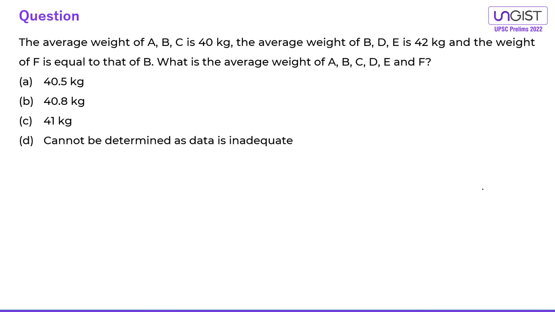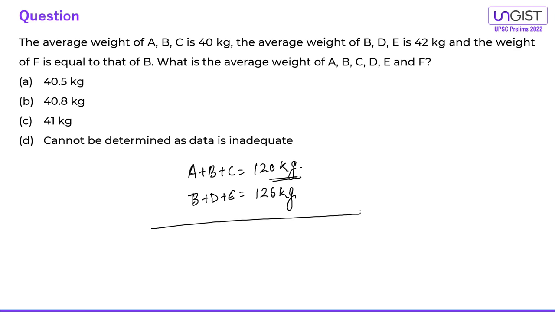Now the next question. The average weight of A, B, C is 40 kg. So A plus B plus C is 40 into 3, which is 120 kg, right? So the sum of the weights of A, B, C will be 120 kg. That is correct. After that, the sum of the weights of B, D, E. So B plus D plus E, that is 42 into 3, which is 126 kg. Right, everyone?